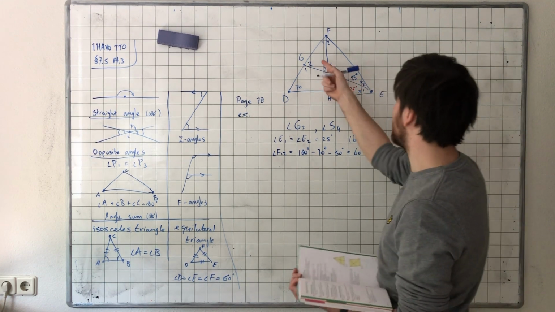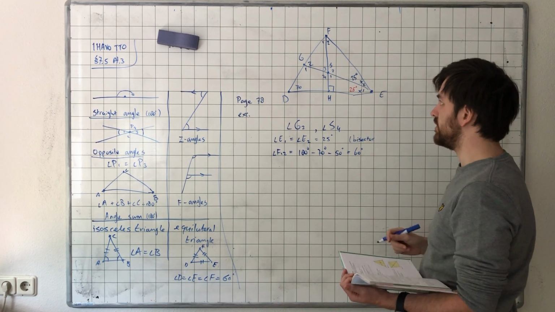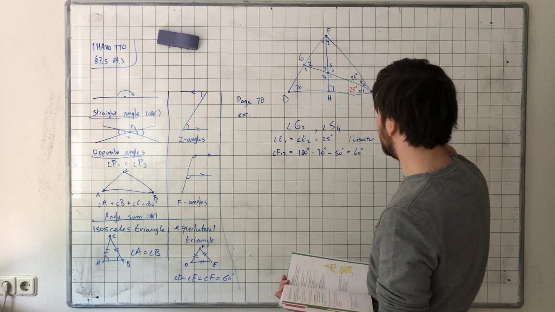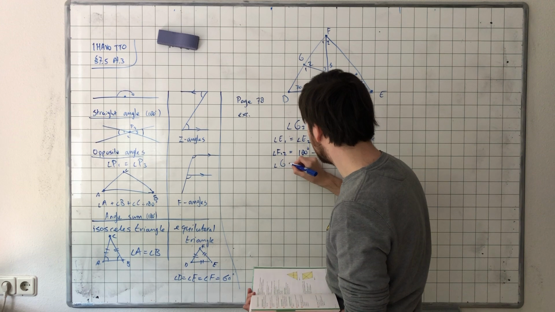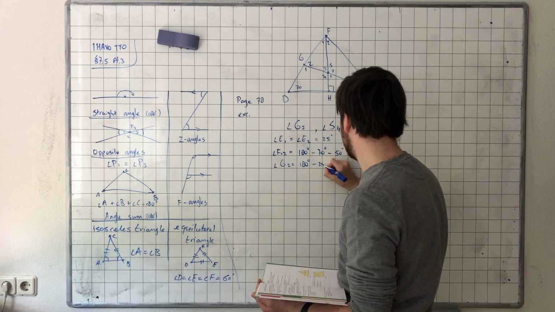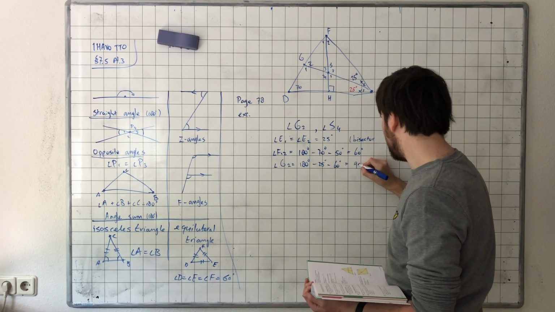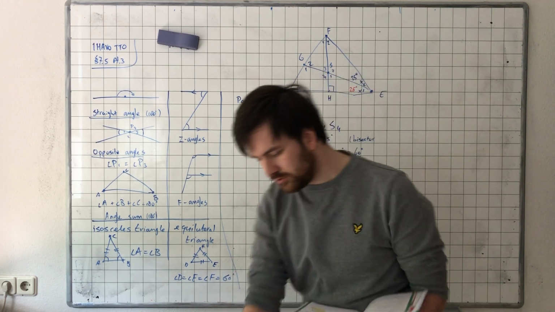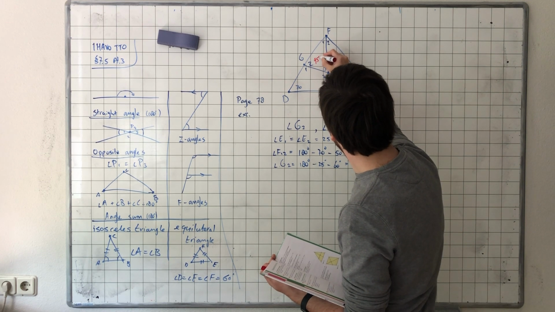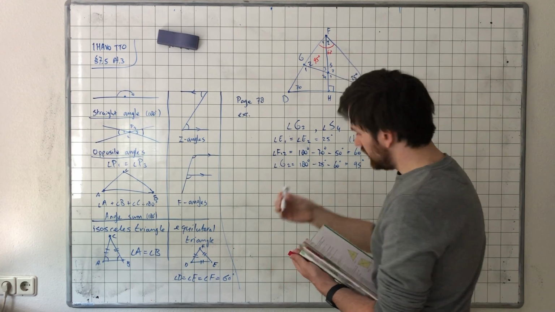Now we can actually calculate G2 already. Why? Because angle EFG is 180 degrees as well, and we already know angle E2 and F12. So angle G2 is 180 degrees minus 25 minus 60 degrees, which gives you 95 degrees. So right now we do know that this one is 95 degrees, and we know that this entire angle is 60 degrees.